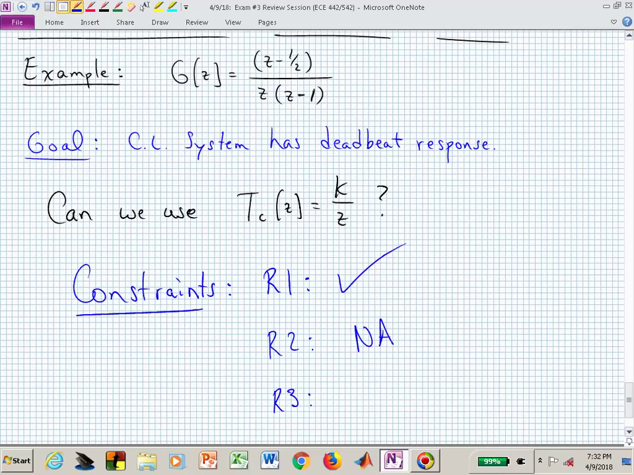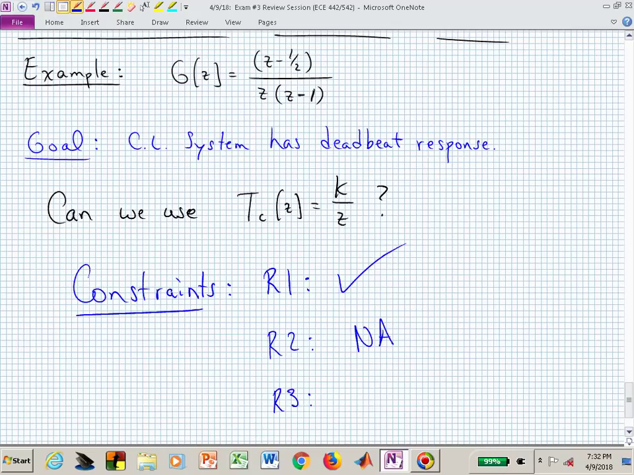Restriction 3. What do we need to worry about with restriction 3? Unstable poles. What's the definition of unstable poles is maybe now the question. Outside and or on the unit circle. We can't have something on the unit circle. We want bounded input, bounded output stability. And if you give me a pole or poles on the unit circle, I can give you a bounded input that's going to cause the whole response to blow up, to go unbounded. So you can't have poles on the unit circle. So now restriction 3 is in play.